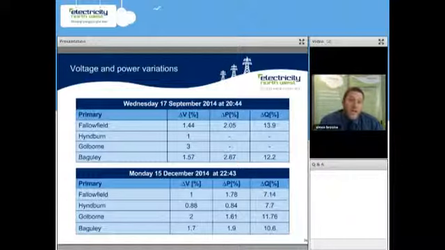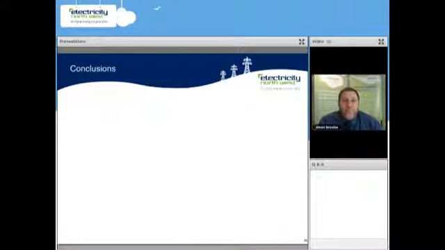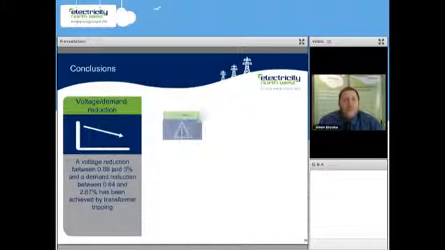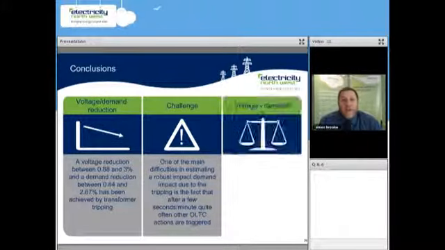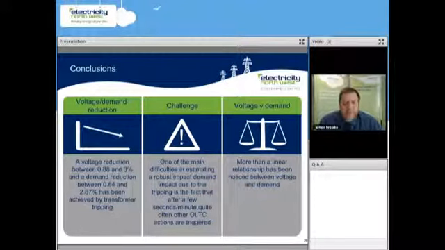And so in conclusion then, what we found is there's a voltage reduction of between about 0.88 and 3%. There's been a demand reduction between 0.84 and 2.67%, and this has been achieved by tripping a transformer. In terms of this work, there's a lot more work for the university to do to look at the effect of these, and we will be carrying out some more trials. So we'll be carrying out a lot more in-depth analysis on what we're actually expecting to receive.